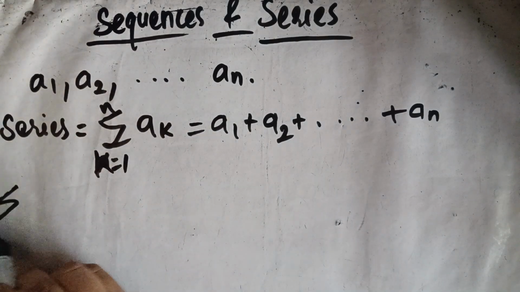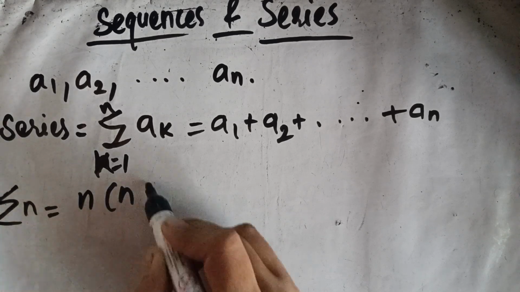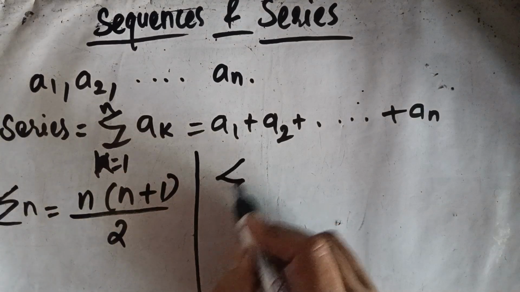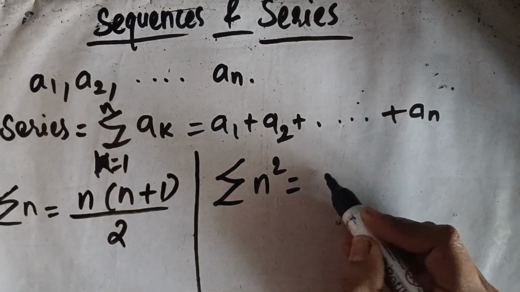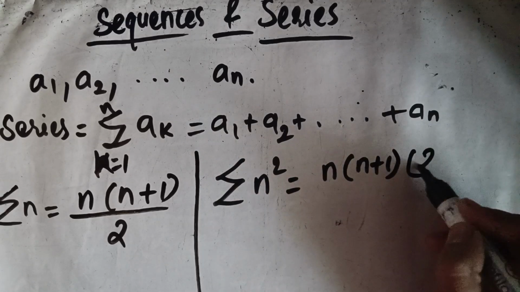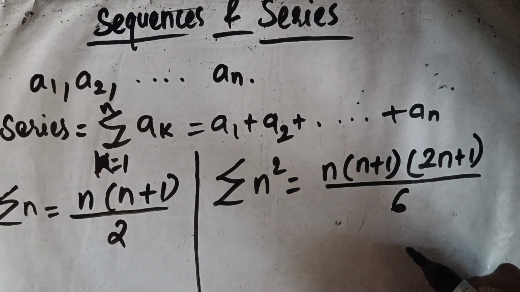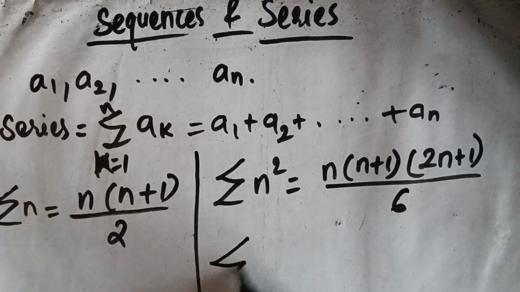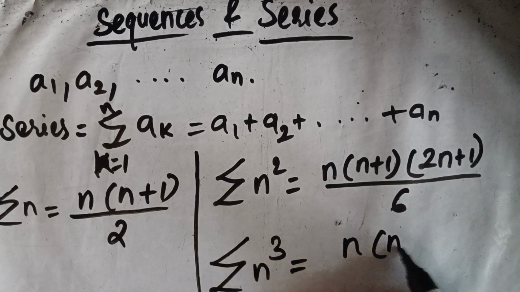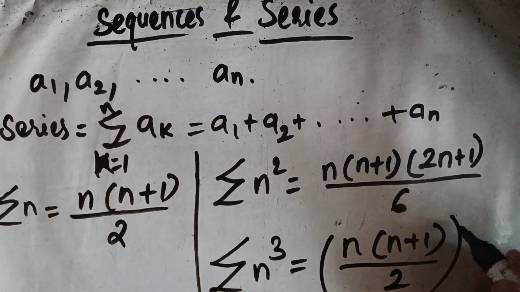For summation n, you can write n into n plus 1 by 2. For n square, it is n into n plus 1 into 2n plus 1 divided by 6. For summation n cube, it is n into n plus 1 divided by 2, the whole square.